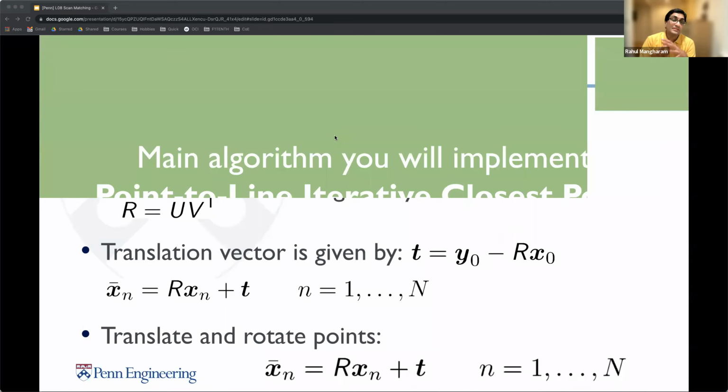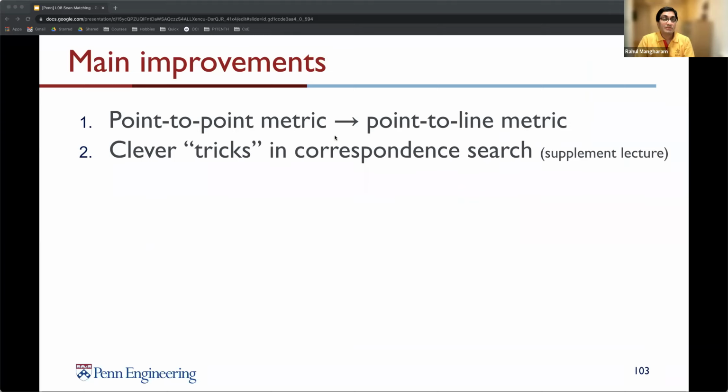This brings us to our main algorithm of this lecture, the point-to-line iterative closest point algorithm, or PL-ICP, that was initially written by Andrea Censi back in 2009. Compared to the vanilla ICP algorithm, the PL-ICP has two major improvements. The first is going from a point-to-point metric to a point-to-line metric that results in fewer iterations for the best match. The second are some clever tricks for optimizing the speed of the correspondence search, so it can actually be done and used online. We'll cover that in a supplement lecture.